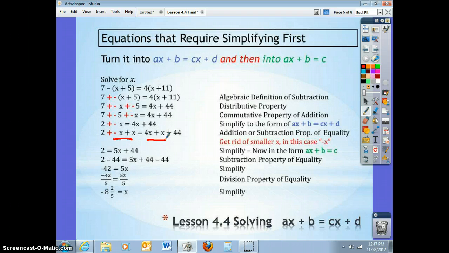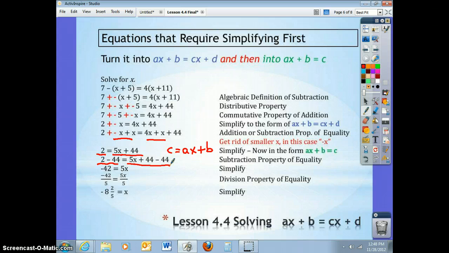So when we add it to the left side, it goes away, and we get 2. When we add it to the right side, we get 5x. So the result is 2 equals 5x plus 44. And now we have it in the form of c equals ax plus b. And we can kill Bill, which is 44, by subtracting it from both sides. And then we have negative 42 equals 5x.